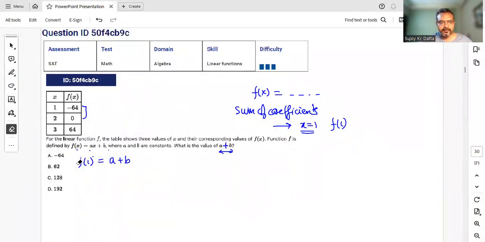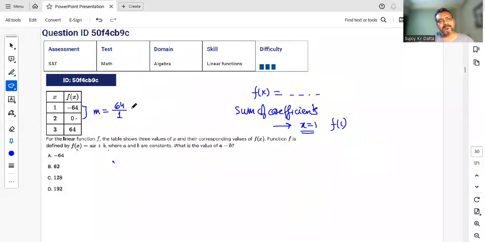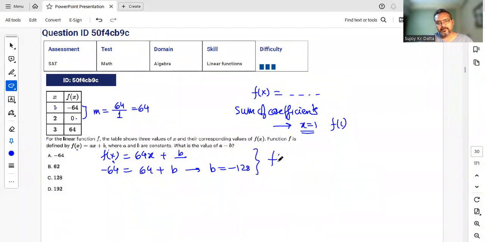So let me just get rid of this part. And let's compute. So what's the slope here? The slope would be 0 minus negative 64 over 2 minus 1. So that's 64. So your f of x is 64x plus something. Now when x is 1, this is 64 plus something equals negative 64. So let's call it b. So f of 1, which is negative 64, is 64 plus b. That gets you b as negative 128. So your f of x is 64x minus 128.